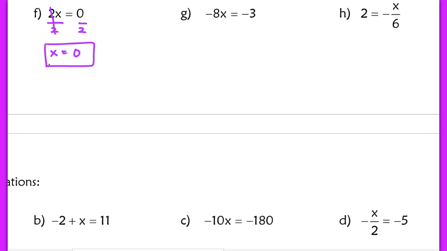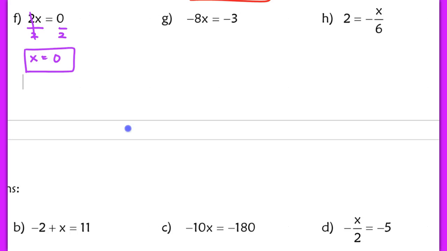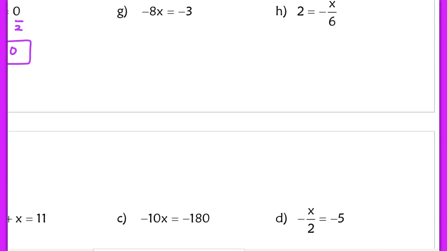So even though it might look confusing at first, just think of how x is being attached to the 2 and then try to undo whatever operation that is. So in part G here, where it says negative 8x equals negative 3, I'm going to divide by negative 8 on both sides. Because right now, negative 8 and x are attached by multiplication, so I'm going to undo that by dividing. So please make sure you're not trying to add 8 to both sides because you get a totally different number if you try to add 8. So we have to remember we're doing the opposite operation, which is to divide by negative 8.